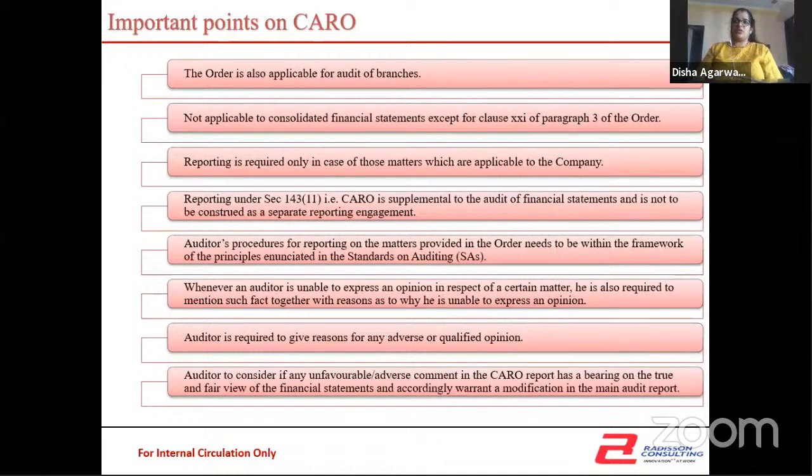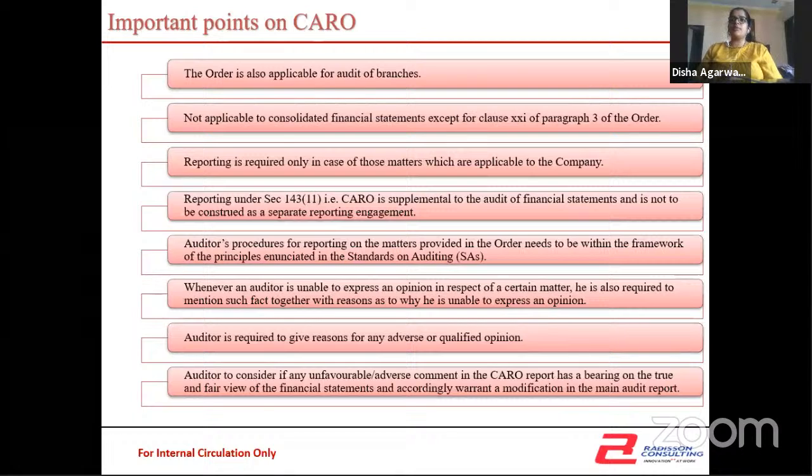In CARO, there is a specific point that you can state it is not applicable in the clause itself, but if there are 20 clauses, your report should have all the 20 clauses. You cannot skip any clause. The reporting is a supplement to the audit of financial statement. It is not considered to be a separate reporting engagement.